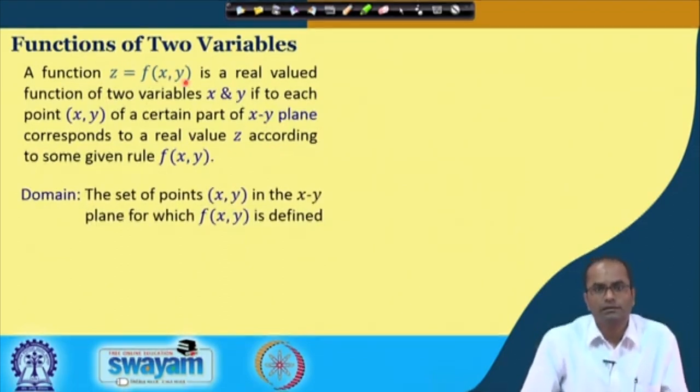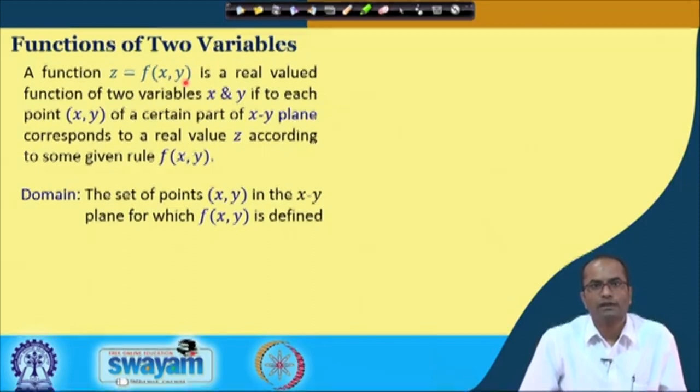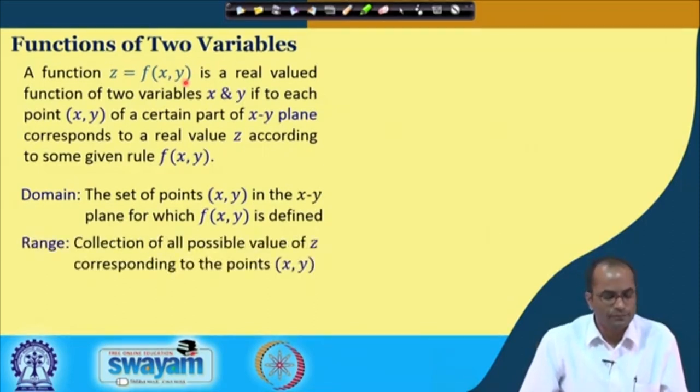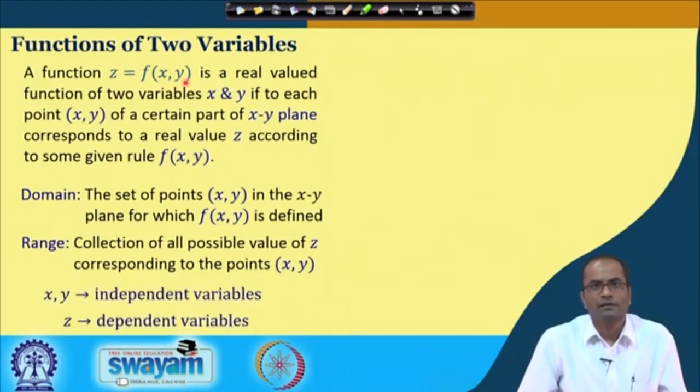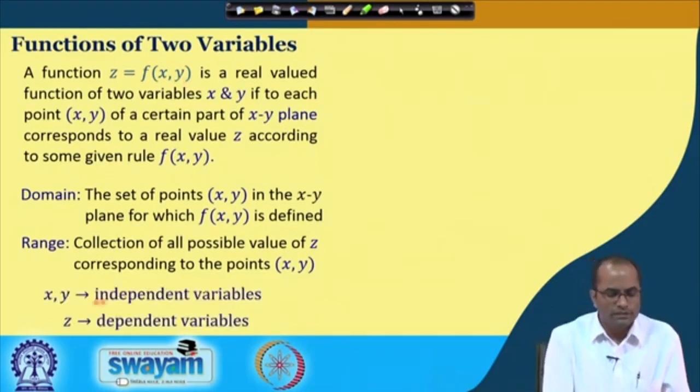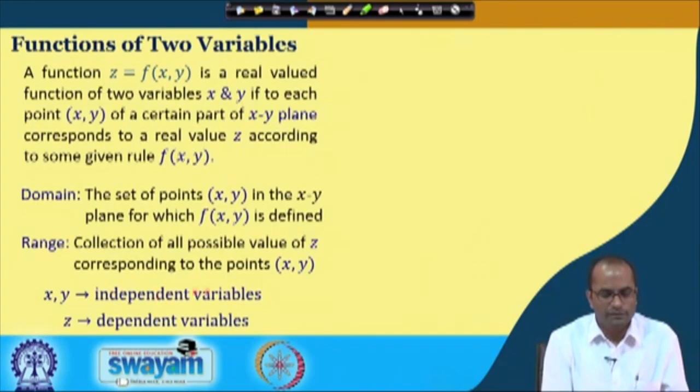So, what is the domain? Domain is basically the set of points (x, y) in the xy plane for which f(x, y) is defined, and the range is the collection of all possible values of z corresponding to the points (x, y). Here we will call x and y the independent variables and z the dependent variable.